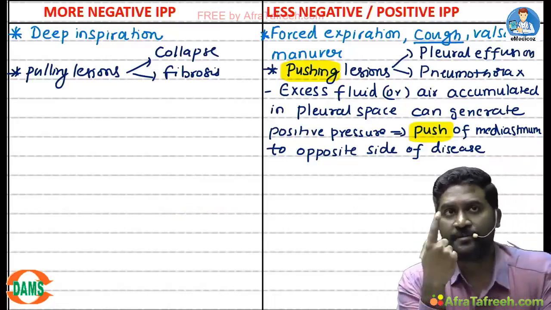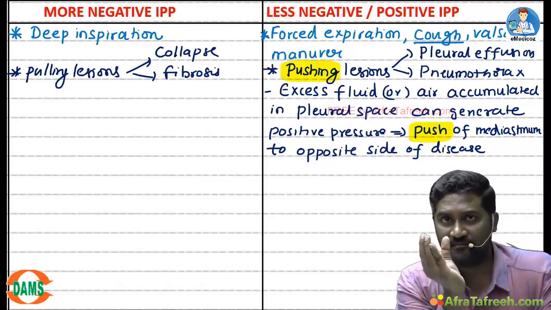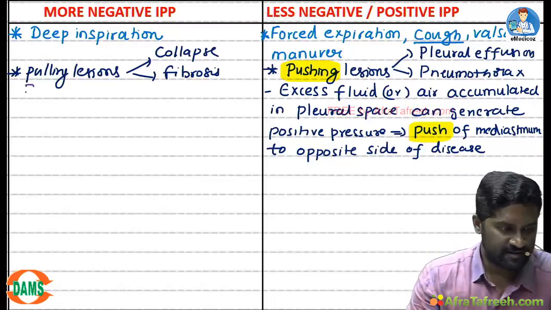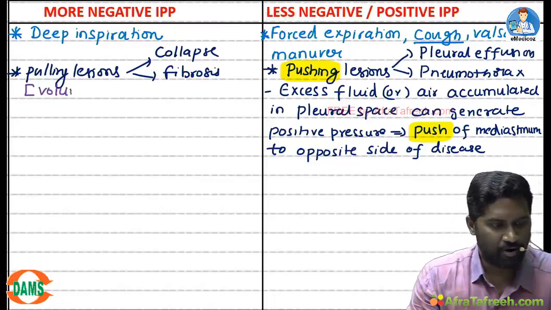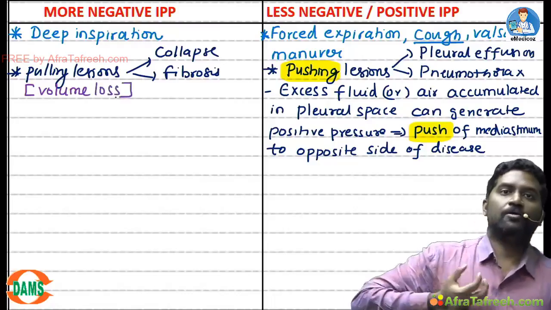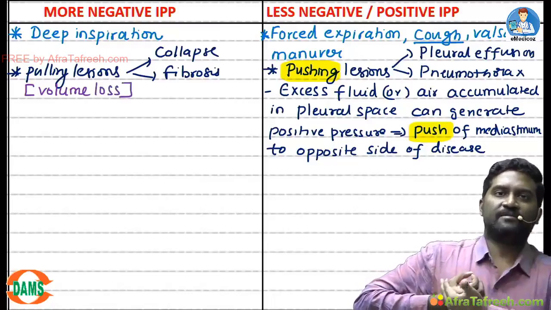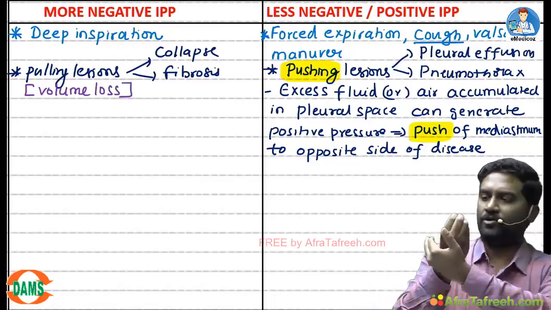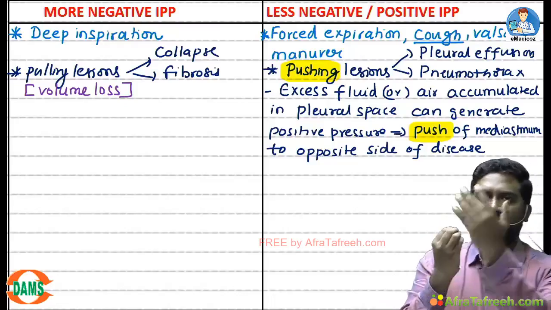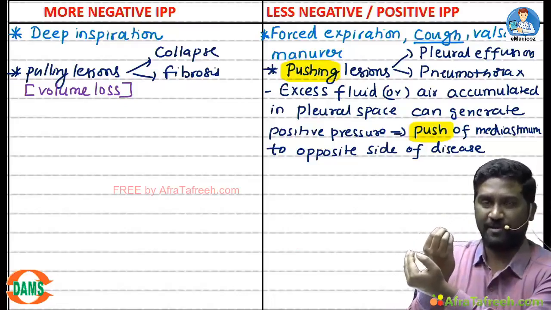So let it be collapse or fibrosis, ultimately the affected lung will lose volume. There will be decreased volume. So these lesions are also called volume loss lesions. Now whenever the volume of the lung is decreasing, what is the pressure always trying to maintain the volume of this lung? It is your intrapleural pressure. So what will this intrapleural pressure do as a defense mechanism? It will try to expand this lung.